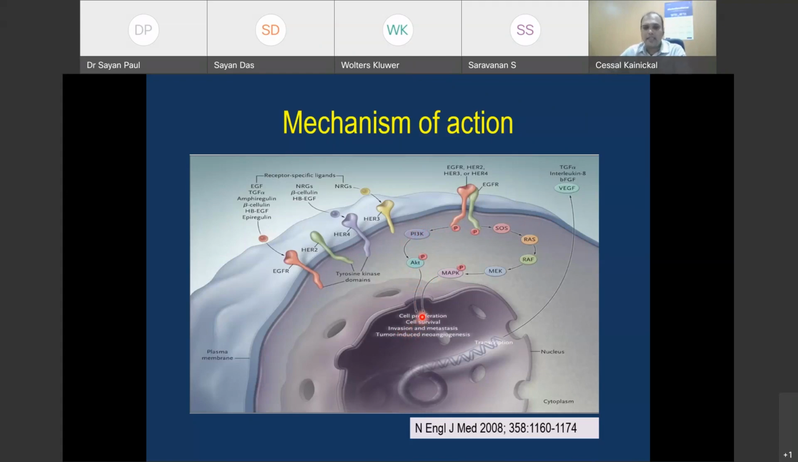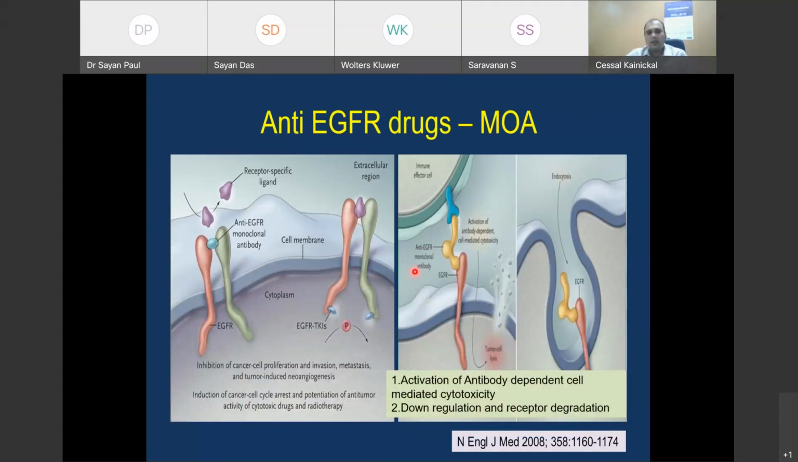So how do the anti-EGFR agents act? In two ways. One, they act at the extracellular domain. All the monoclonal antibodies act at the extracellular domain and prevent the homodimerization or heterodimerization, and the subsequent signal transduction pathway is blocked. That is the mechanism of action of the anti-EGFR monoclonal antibodies, which include cetuximab, panitumumab, zalutumumab and nimotuzumab. The other site is the intracellular tyrosine kinase domain. These are the EGFR TKIs, that is gefitinib, erlotinib, osimertinib. They act at this site, so the phosphorylation is prevented, and the subsequent pathway is prevented.